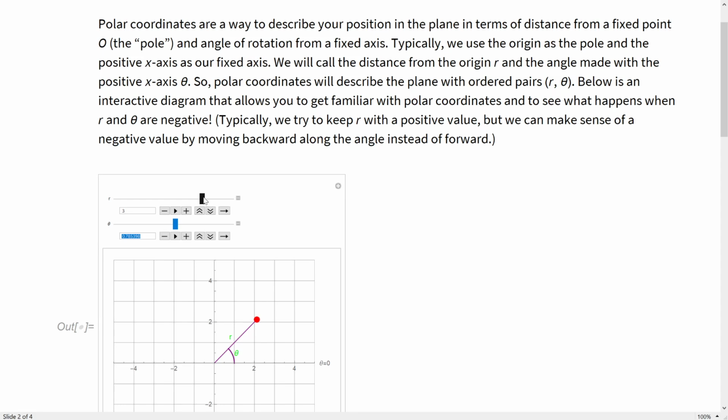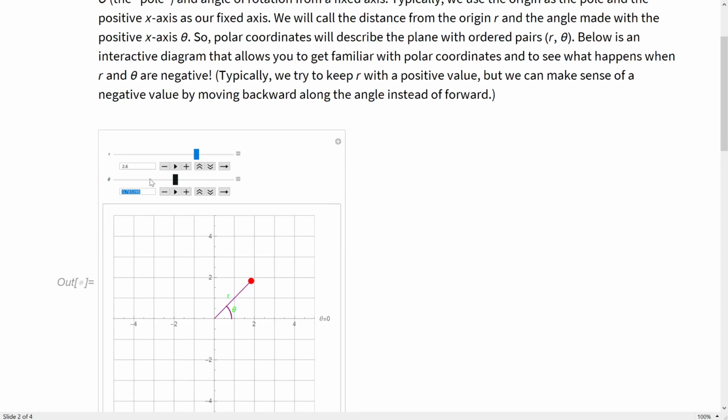But as we make r bigger, the dot gets further from the origin. Notice how the angle doesn't change. It just gets further, or if we make r smaller, it gets closer to the origin. That's how r works.